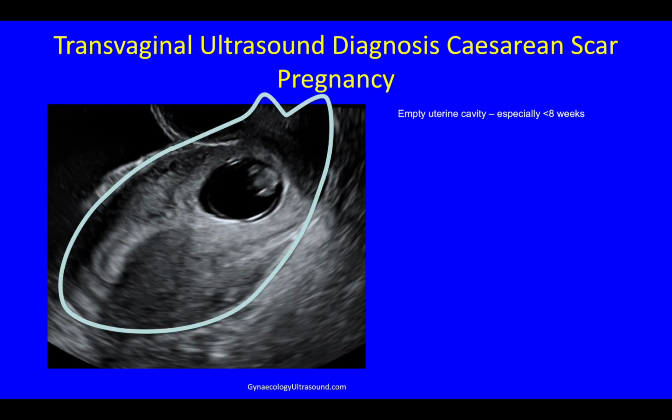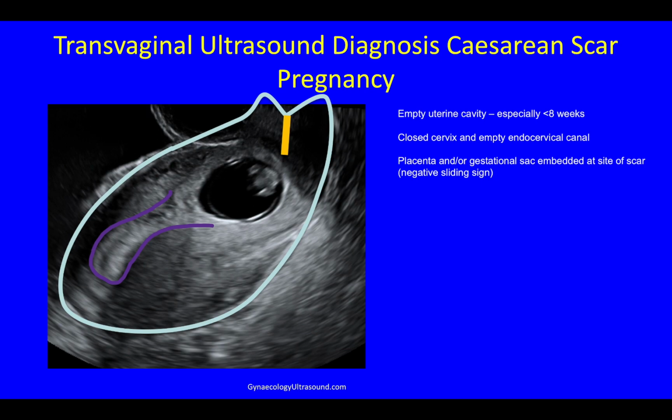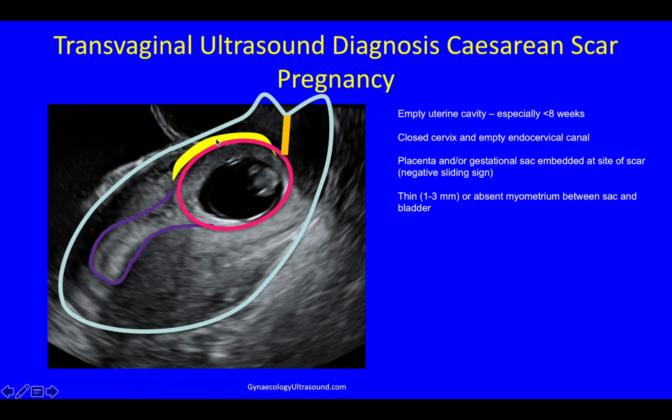Empty uterine cavity, especially less than 8 weeks, that's there. Closed cervix and empty endocervical canal, like that. And then the gestation sac embedded at the site of the scar, and that means there's a negative sliding sign on a little bit of pressure, it's embedded. With thin or absent myometrium between the sac and the bladder, 1 to 3 millimeters.